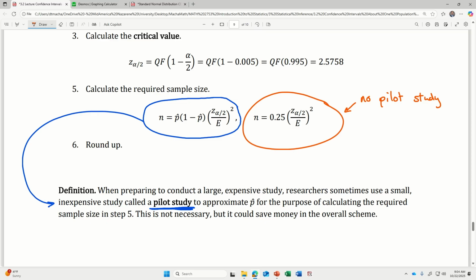Because if I've got p times 1 minus p, the largest value I can get for p times 1 minus p is 0.25. The worst case scenario is that my population fraction is 0.5, because then 0.5 times 0.5 is 0.25. That's the worst case scenario. If I choose any other value of p like 0.1, then I've got 0.1 times 0.9, 0.09. That's a lot less than 0.25. So if you know you're going to end up spending a lot of money, a pilot study is smart in order to reduce your sample size in the very end.